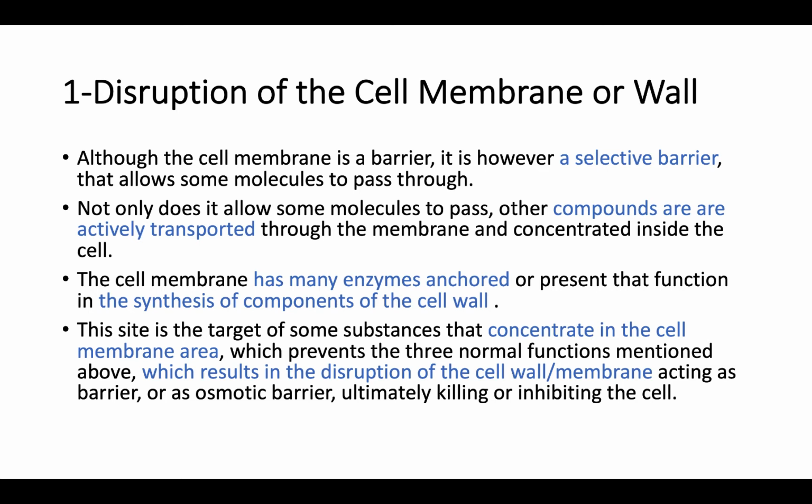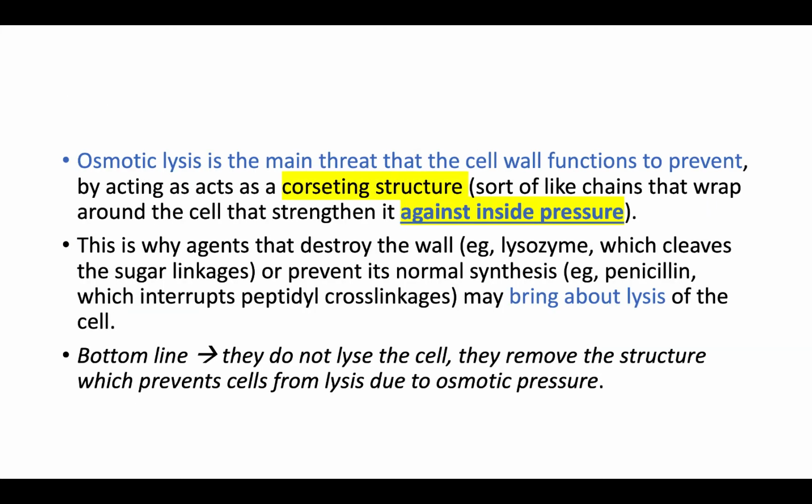The membrane is a selective barrier, we said, where compounds are actively transported, you have enzymes that are anchored, you have your electron transport chain, you have lots of proteins that are important. So it is the target of lots of substances that can concentrate in the cell membrane and result in killing. Of course, most importantly, it is containing all the cellular cytosol, all the proteins inside the cell. If you break it, obviously that will destroy the cell.